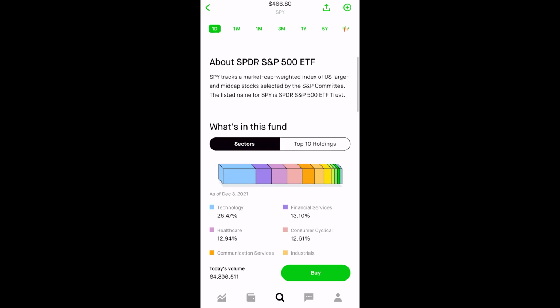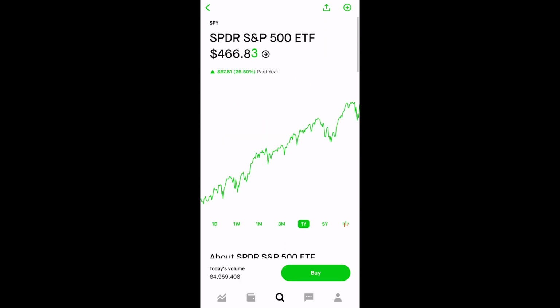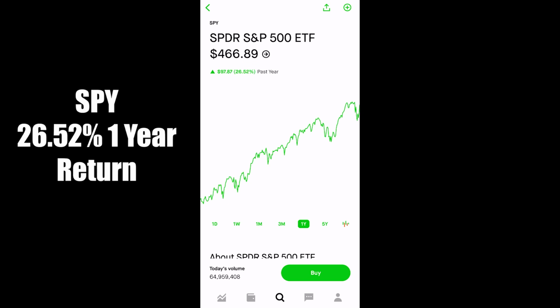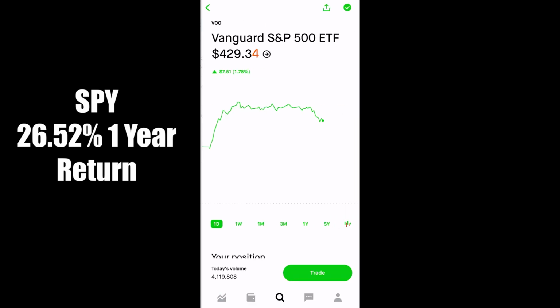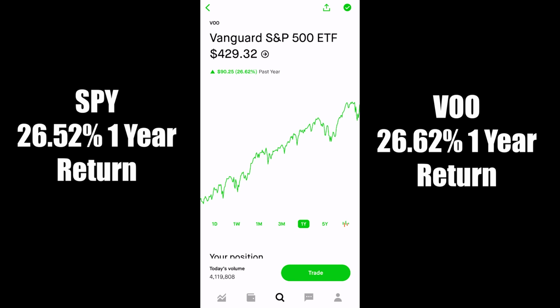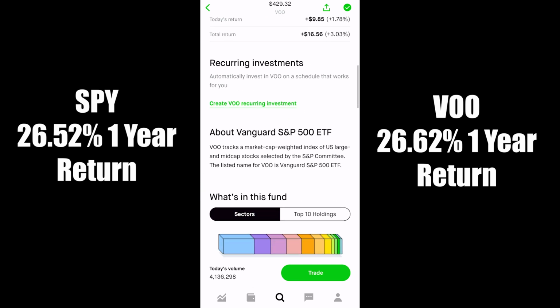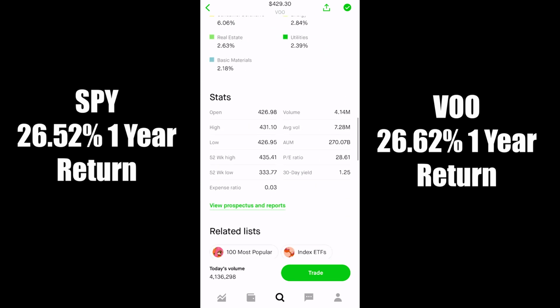So we're going to scroll back up here and we're going to look at the 1 year that the ETF has done. And you can see 26.52 over the past year. So let's look up VOO again. So remember 26.52 versus 26.62. So the Vanguard ETF has actually performed better over the last year, and you don't have as high of an expense ratio. So that is something you can definitely compare because you already have that expense ratio built into the stats, like I said.